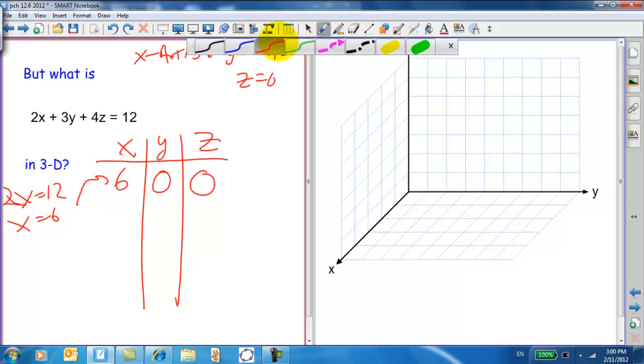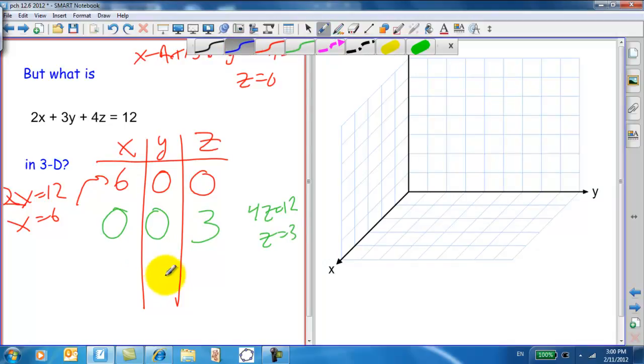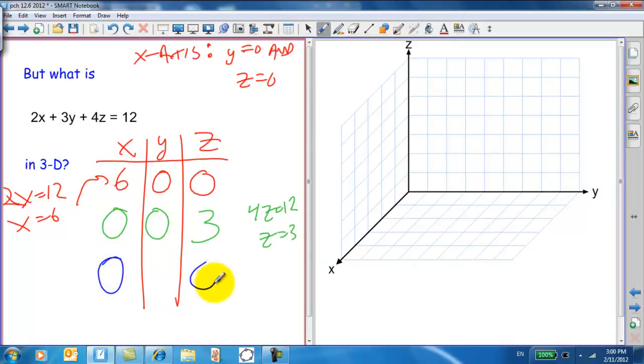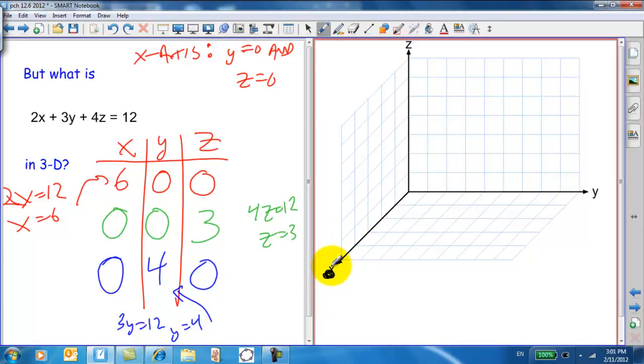And now if we set x and y equal to 0, we end up with 4z equals 12, so z equals 3. And then if we set x and z equal to 0, we end up with 3y equals 12, so y equals 4. So there's 3 points we can plot. (6, 0, 0), 6 way over here, (0, 0, 3), and (0, 4, 0).